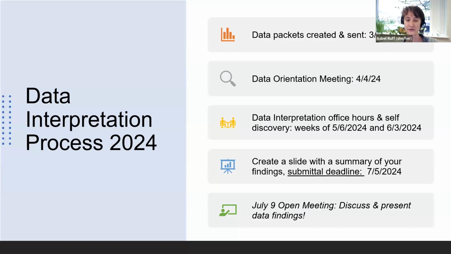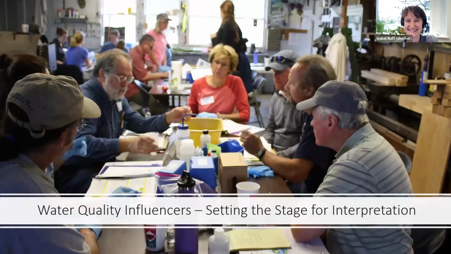So as a quick overview of the process, you all received data packets during mid-March. Now we're at the data orientation meeting where we'll go through water quality influencers and talk about next steps. In May and June, we'll have some weeks set aside for office hours, as well as the data findings meeting if you'd like to share your findings, and we can chat more about these next steps later on in the meeting as well. But now I'm going to pass it back to Phoebe to talk about water quality influencers.